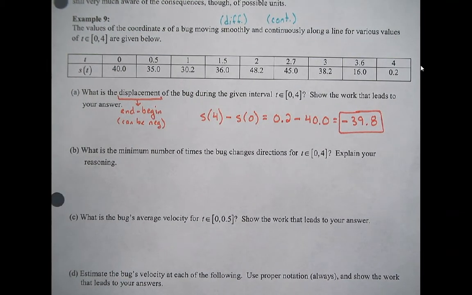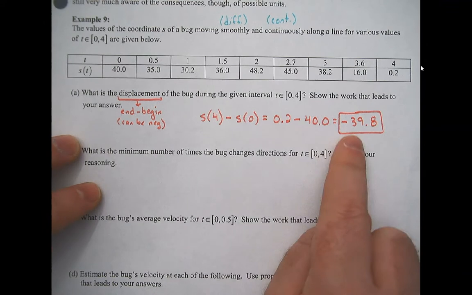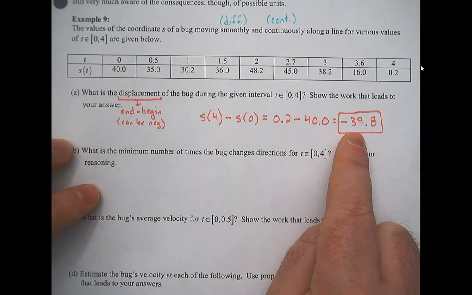Overall, that's what happened. In between, I don't know what happened. I don't know what happened to my particle going back and forth. But I do know overall, it ended up 39.8 units to the left of where it started.